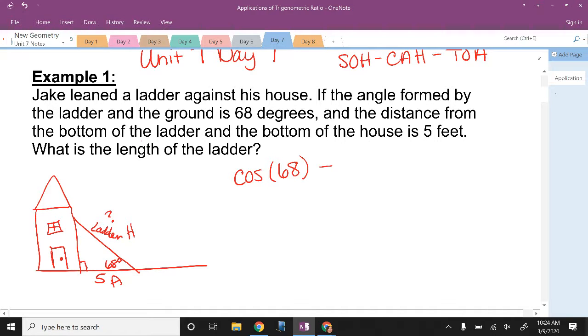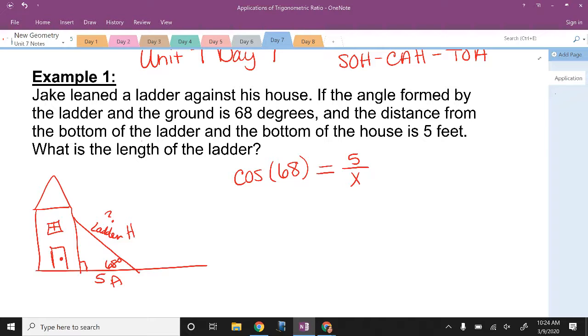Cosine of 68 degrees equals what? Adjacent over hypotenuse. Any questions about how we set up that? Can we call the hypotenuse X instead of H? Whatever variable. If y'all want to leave it H, you can. I'm going to call it X. Okay. So, is everybody okay with why we're using cosine? If you don't use the right ratio, we're going to get it wrong, unfortunately.